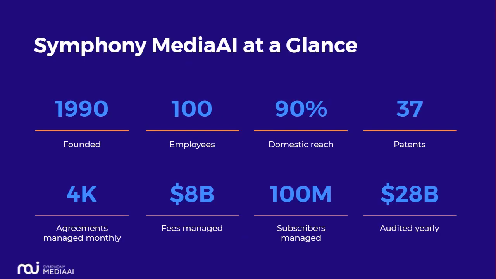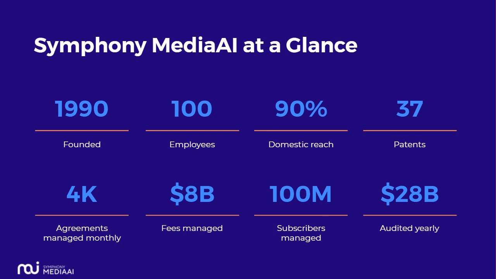So I'd like to share a little bit just on Symphony MediaAI. We're a 30-year-old revenue optimization company. Over the last couple of years, we've grown 20% year over year on the employee front. Specifically within the media and entertainment industry, we've got a 90% reach with all of our main clients. We've got roughly about 37 patents as a company. A lot of those patents are tied, as you can imagine, to our AI and ML tech stack.